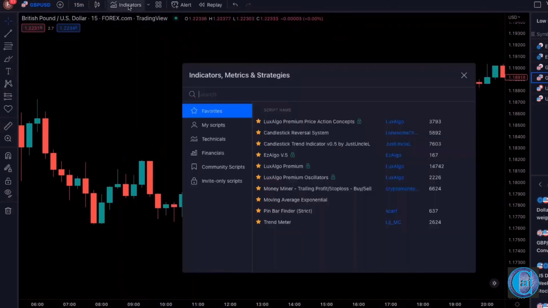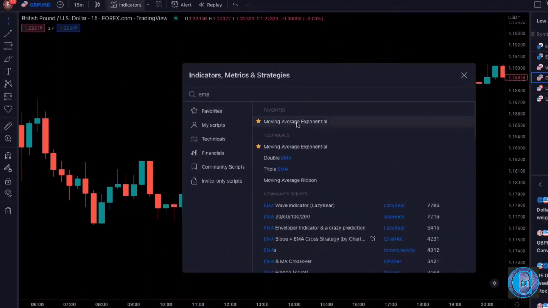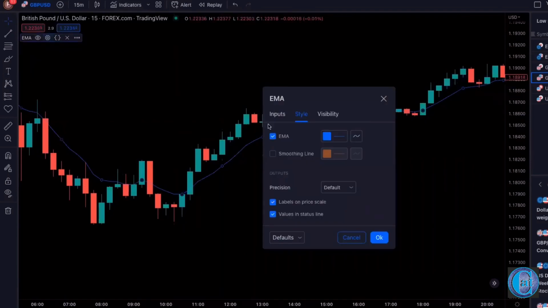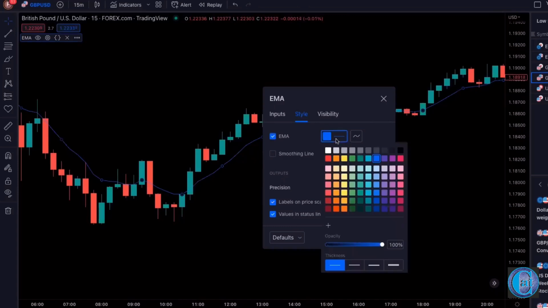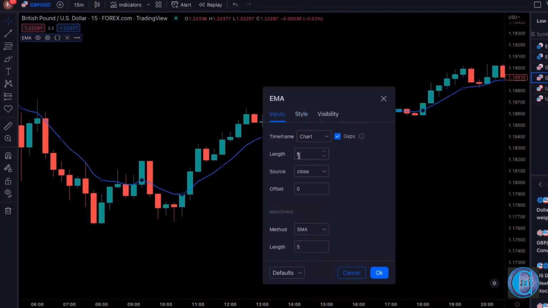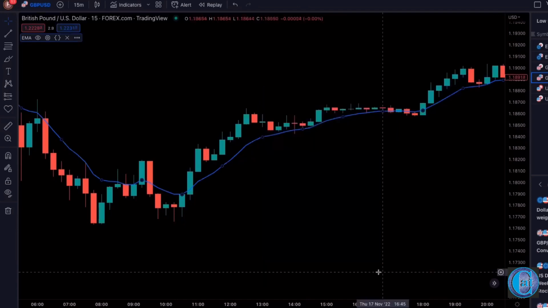All right, so the first indicator that we're going to add is just the regular EMA, the exponential moving average. Okay, so let's make some changes to that. We're going to come here, go into settings. I'm going to make this a little bit thicker first. It's easier to see. Go into inputs, and for length, you're going to use 5. We're going to use the 5-period EMA, the exponential moving average.